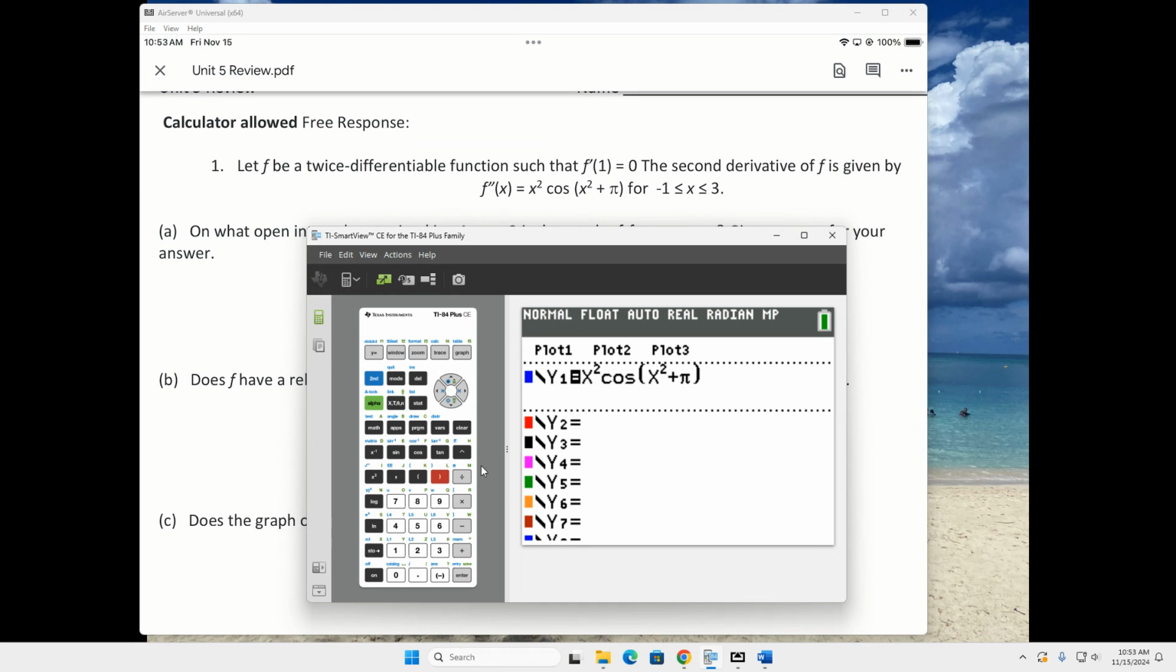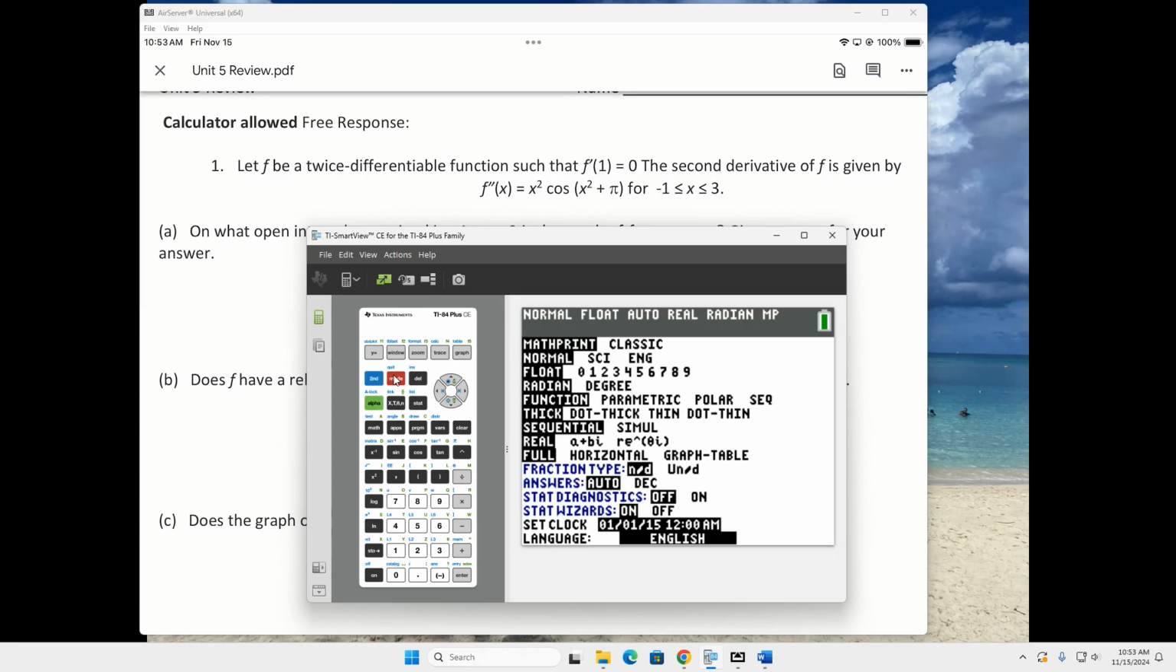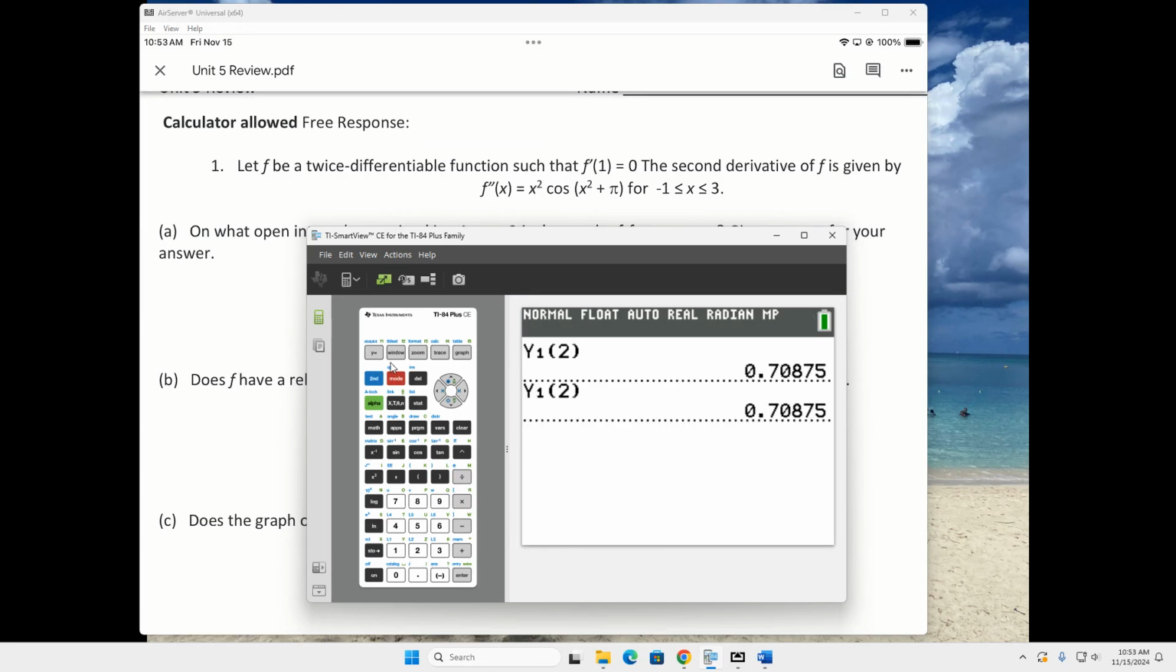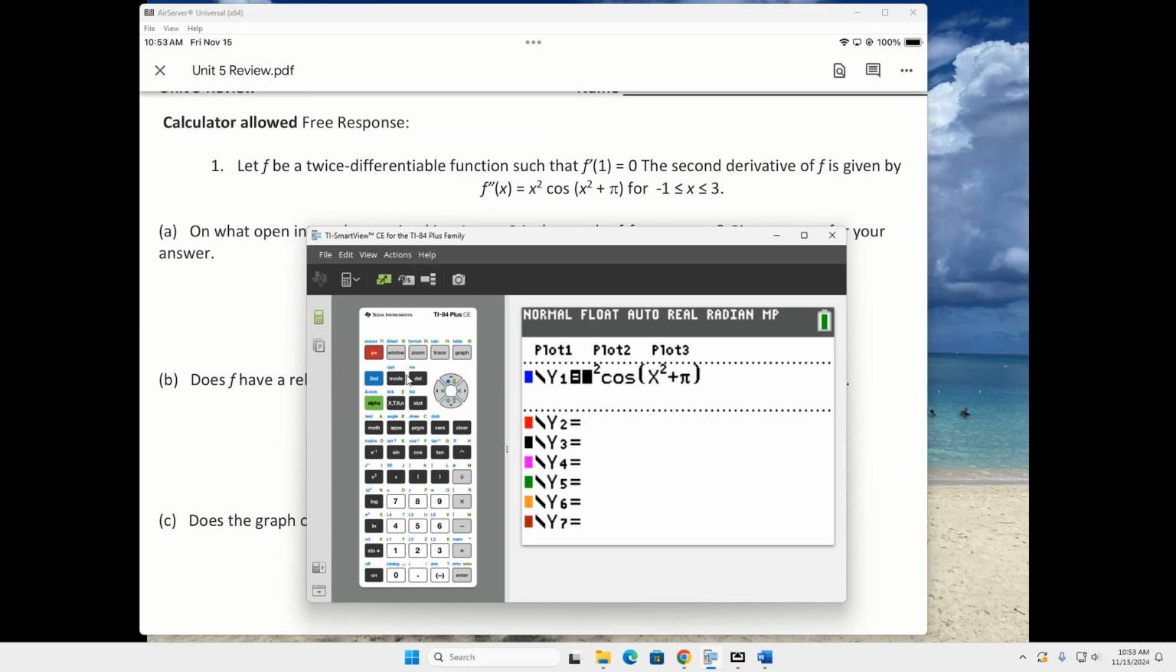Just do a quick check on your calculator to make sure that you are in radian mode. If for some reason you're in degree mode, it messes this up. But radian mode is the default mode, so there's a good chance that you are in radian mode. Make sure I didn't do something wrong.